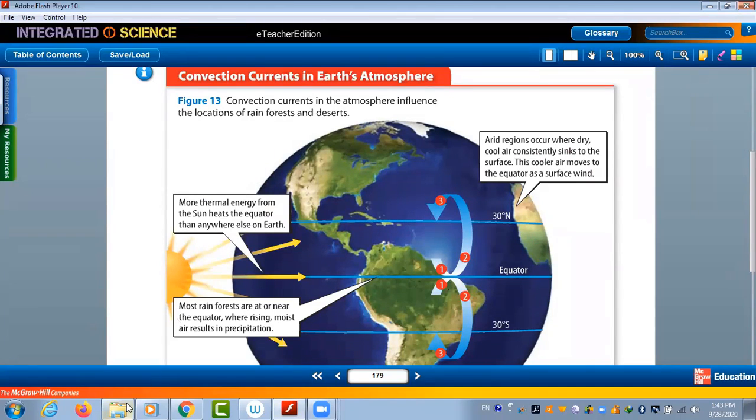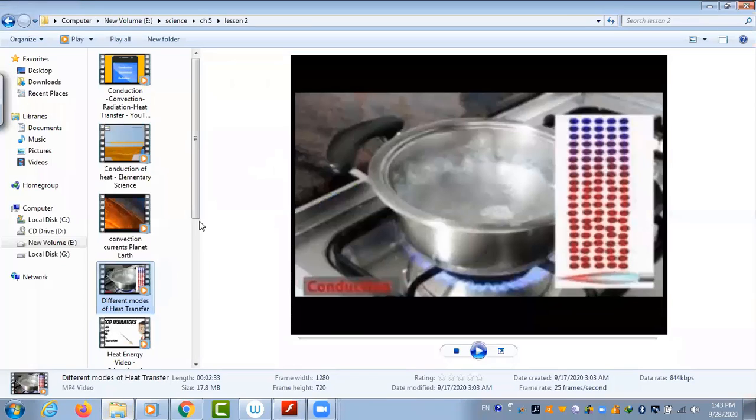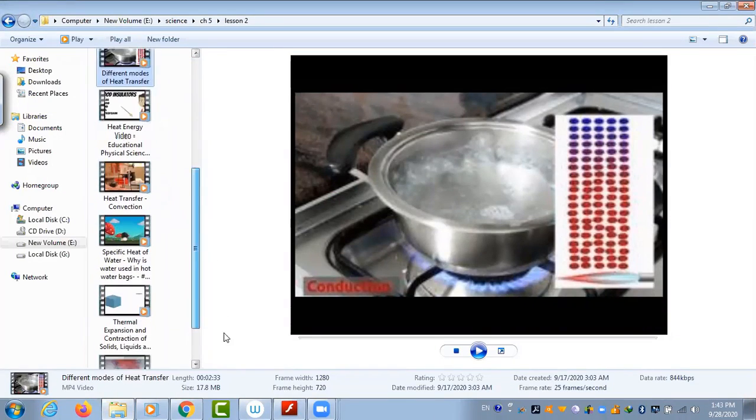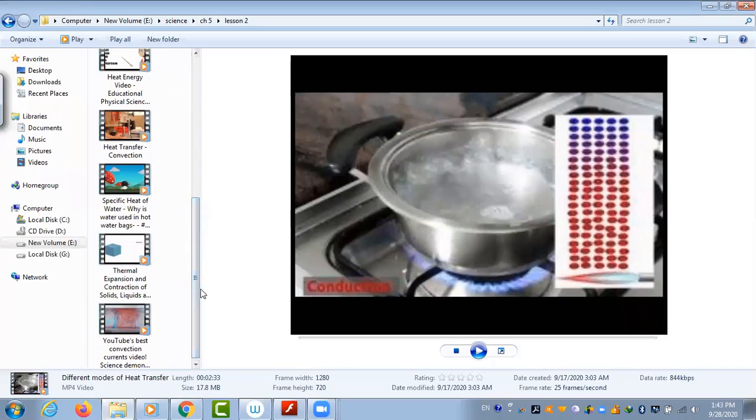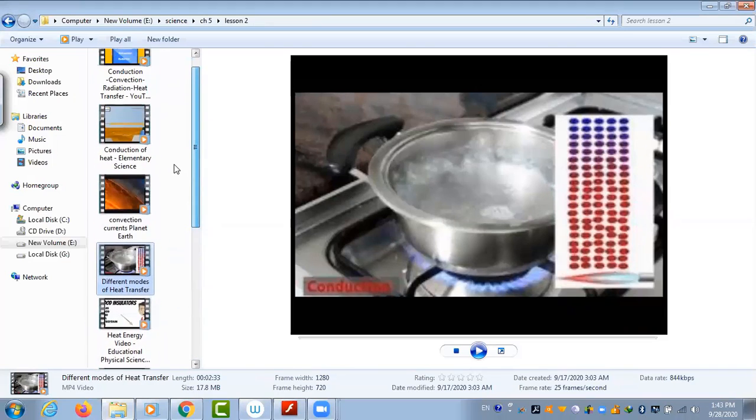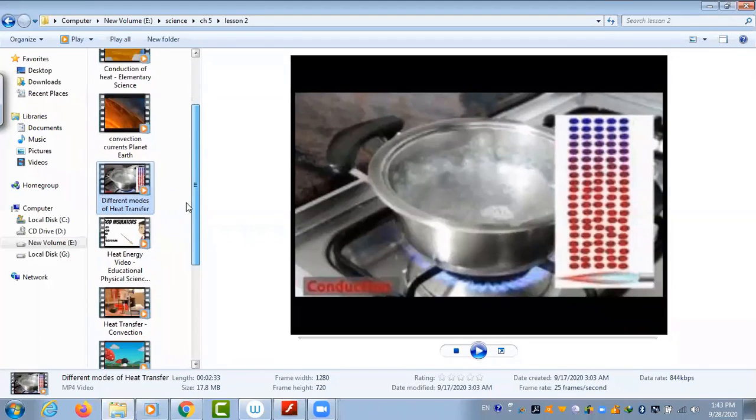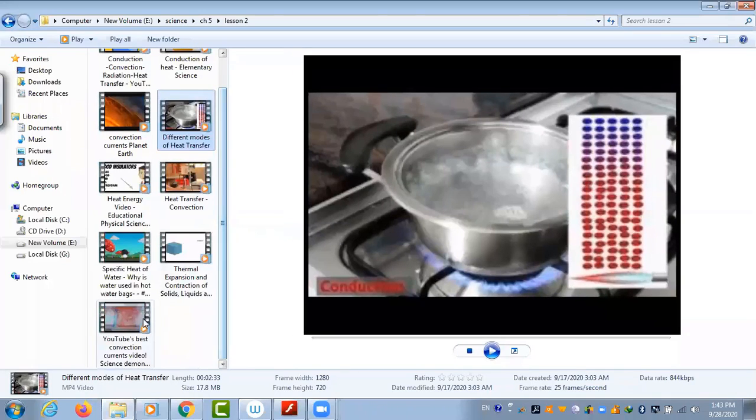We can now watch a good video for convection currents. This is happening inside Earth, but you can see this one first, then watch the other one.